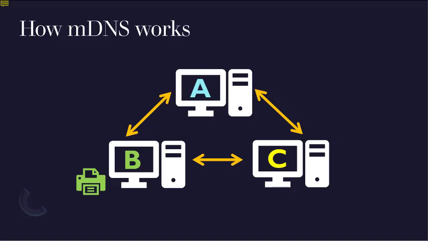So in this scenario, node A starts off by sending a multicast query asking for the IP address of the domain name that has the printer on it. And for this case, we'll call that node b.local. So it sends a query asking for that domain name to all the nodes connected to this local network. And consequently, both node B that has the printer on it and node C on this network, they receive the query and decide whether to respond to it or not.